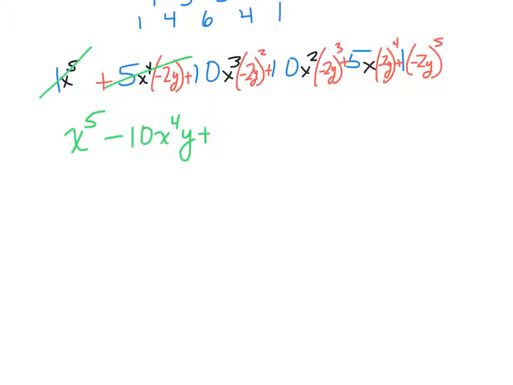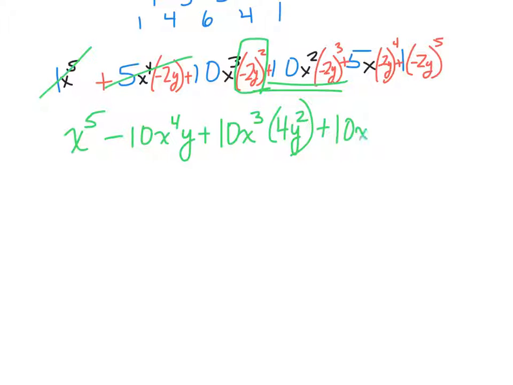But look, here I have to square the negative 2y before I multiply it by 10x cubed. So I usually showed that as one step in class. Maybe I would have been better off putting in an extra step here. So I have 10x cubed, and if I square negative 2y, negative 2y times negative 2y is positive 4y squared. Plus, same thing here. I have to take 10x squared. I got to multiply that by whatever negative 2y to the third is.